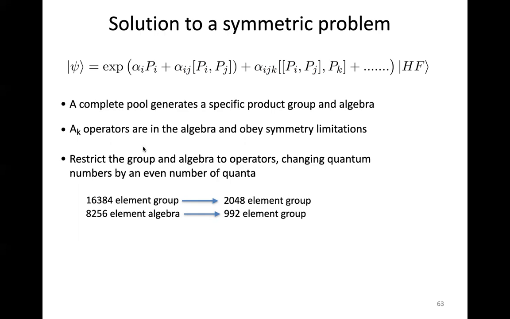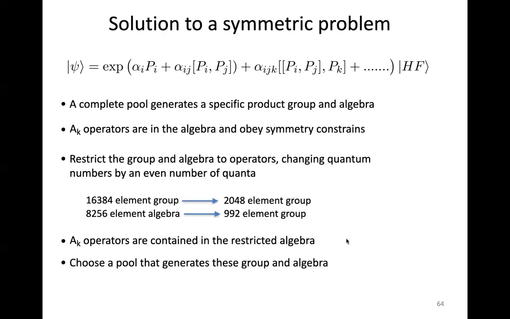So when we restrict the group and algebra to operators that change the quantum numbers by an even number of quanta, for example, for 8 qubits, it means going from 16,384 elements in the group to only 2,048 elements in the group. And for the algebra, we go from 8,256 to 992 elements in the algebra. So basically, that means that now our group is restricted, but it still contains all the Lie algebra operators that we need for our generation, for our path, basically.